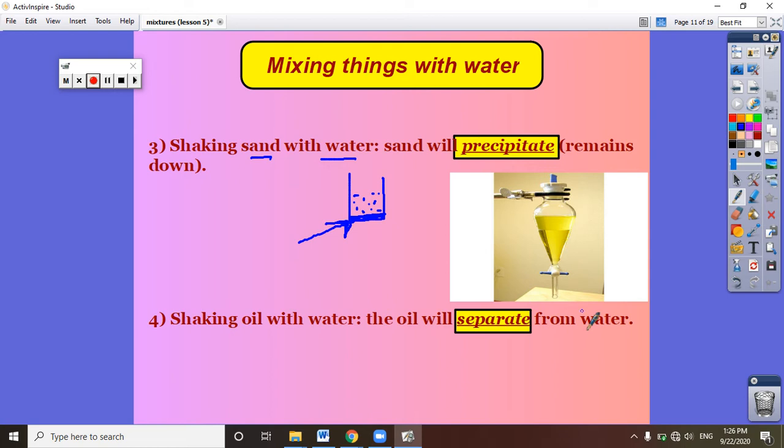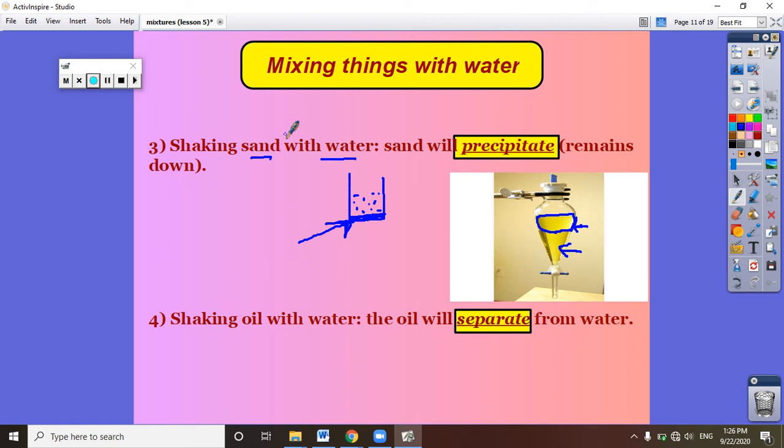Okay, if we make a mixture of oil and water, two liquids, we can make the mixture by shaking or stirring. What will happen? As you can see here, this mixture will form two layers. The first layer here is the oil, and the second layer here is the water. So the oil will separate from the water. That's the oil here, and that's the water.